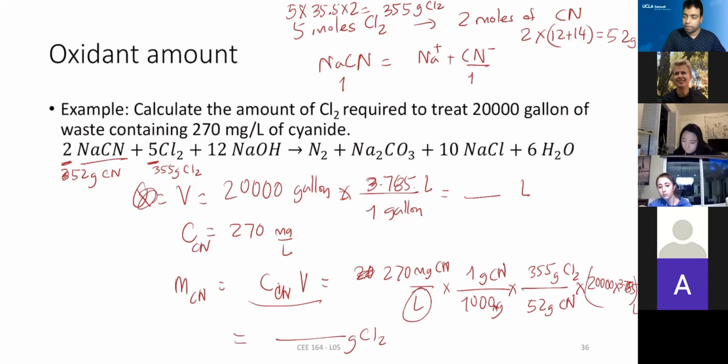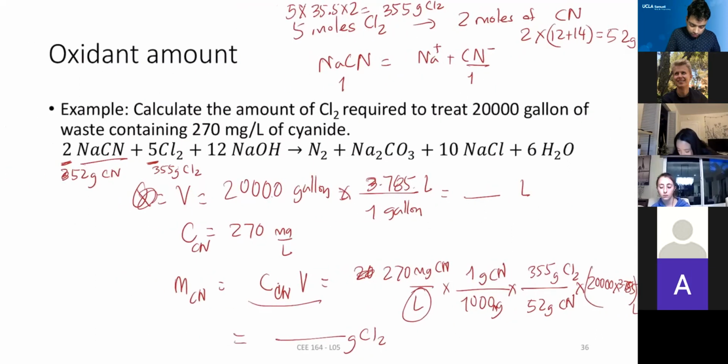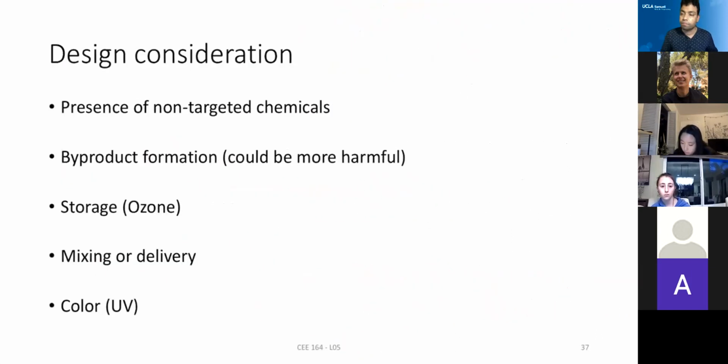So the idea here is that you know how much pollutant you have in a certain volume of groundwater, and then using the stoichiometry, you will be able to convert that to how much oxidant you need. So that's all in terms of the homework question-related solution here.